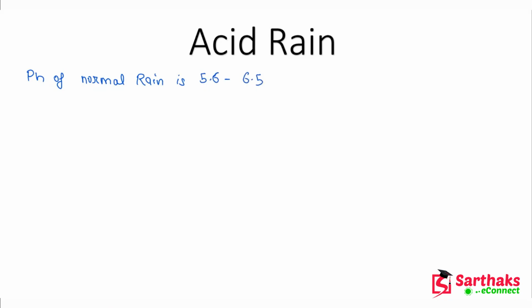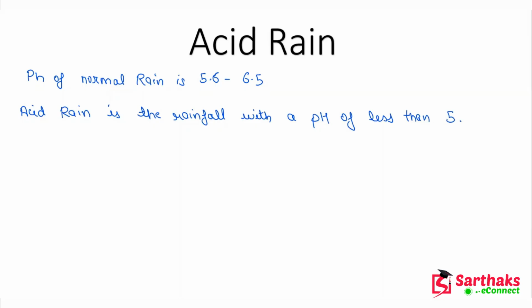Now what is acidic rain? In acid rain the pH is less than 5. Acid rain is the rainfall with a pH of less than 5. They have a low pH, and that's why they are acidic in nature, and that's why they are called acid rain.